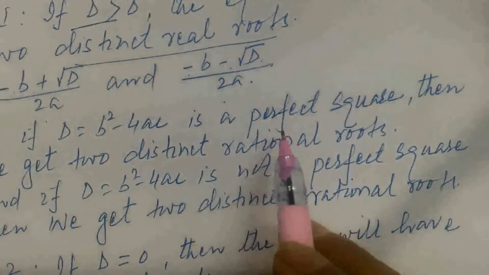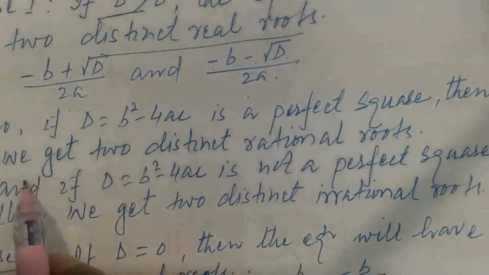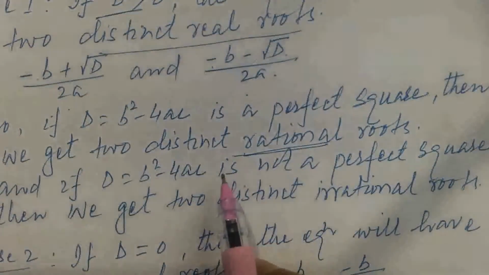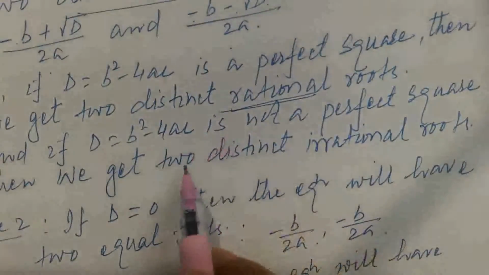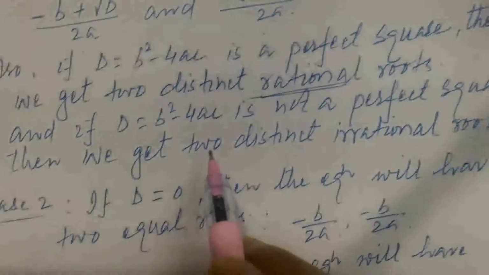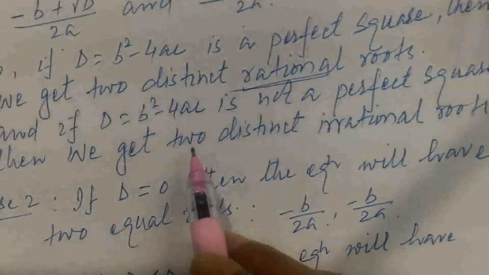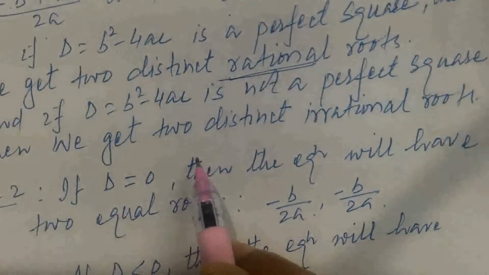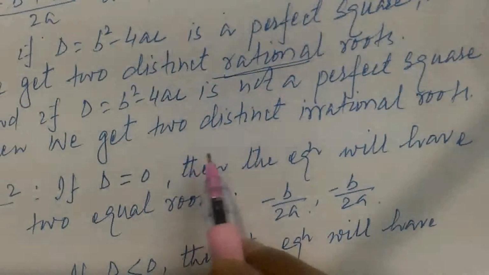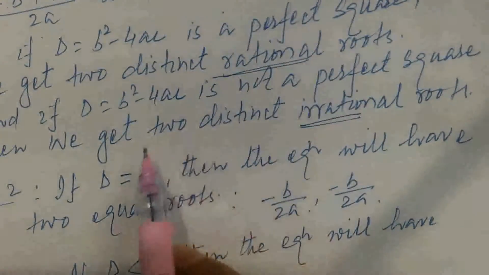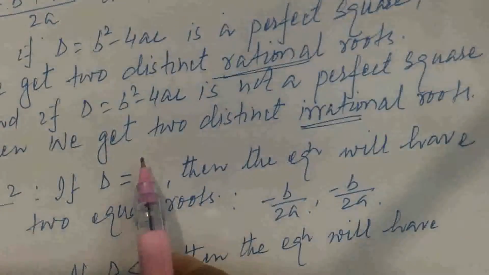So if it is a perfect square, then we get two distinct rational roots. It gives you a rational root. And if it is not a perfect square, then you have an irrational number. So in that case you will be having two distinct irrational roots. So this is for case 1 when D is positive.